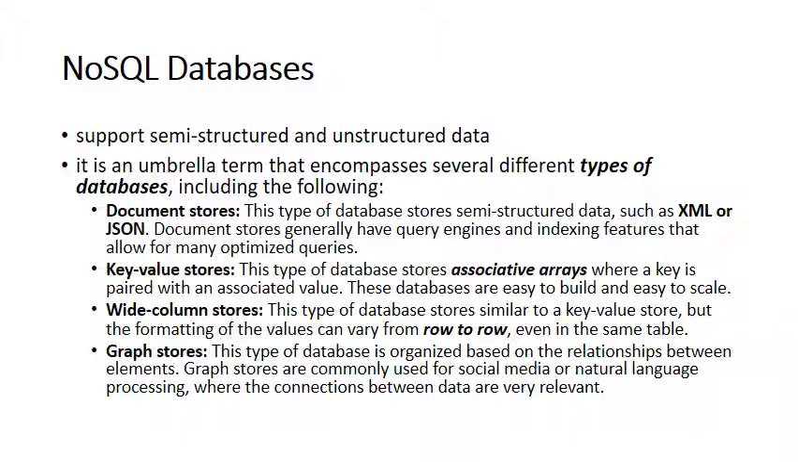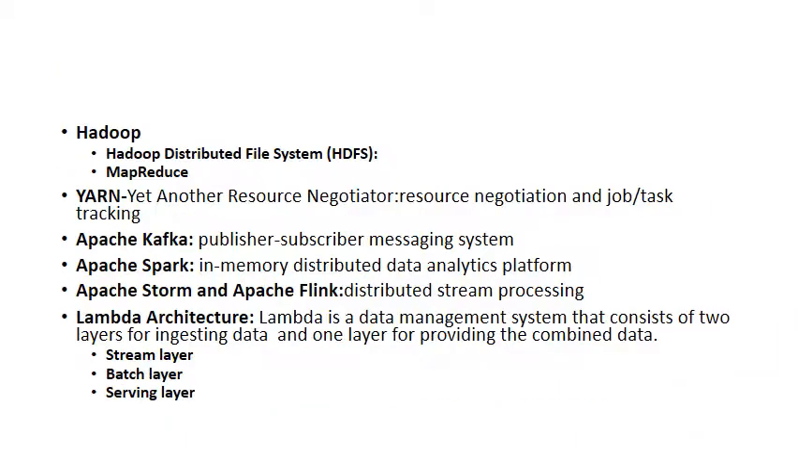So first is XML, JSON, associative array, rows and columns like a table or tabular, and the last one is graphs. So NoSQL is going to store all these different types of data in the database.